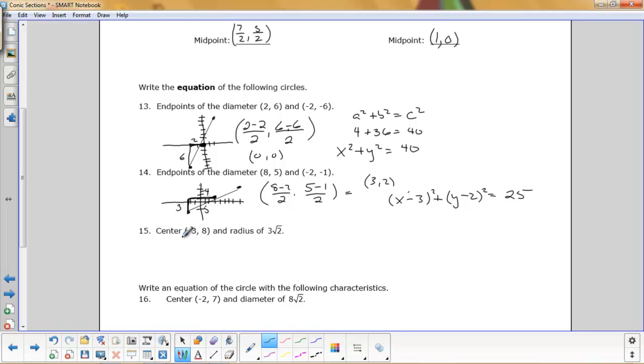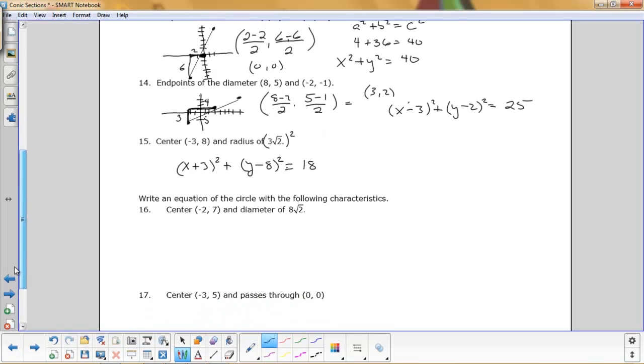Here, this one's a lot simpler than the others because I've been given all the information I need, so I'll simply plug it in. x plus 3 squared plus y minus 8 squared equals 3 square roots of 2 squared, which is 3 squared, 9, times the square root of 2 squared, which is 18.